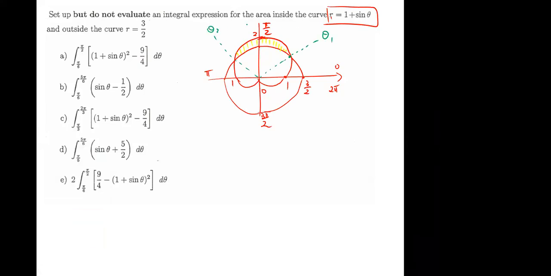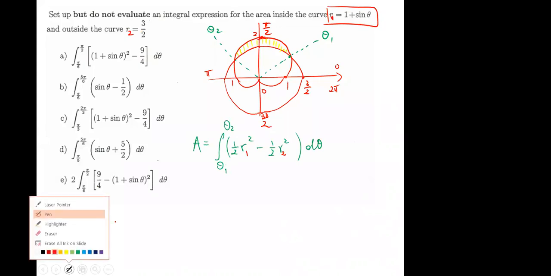Theta 1, theta 2. It means my area is defined as an integral from theta 1 to theta 2 of 1/2 r squared minus 1/2 r squared. But let's fix it. I need the longer one, which is the cardioid, and the shorter one is the circle.